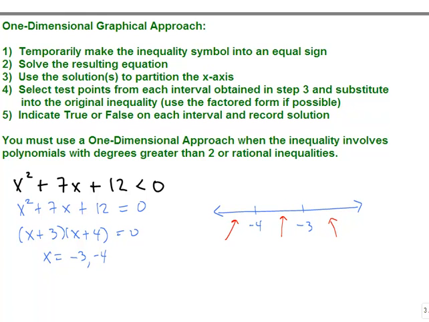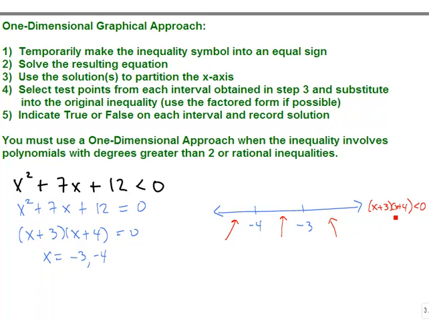Now when you do your testing, it's easier to test into the factored form of your inequality. So what I usually like to do is off to the side, I'll write down this quadratic in its factored form, so x plus 3 times x plus 4, and we want to know where this is less than 0. So we're going to pick test points and test them into this inequality. And all we care about is whether the answer is less than 0 or not. So we don't really need to go through all the work of figuring out what number this is.